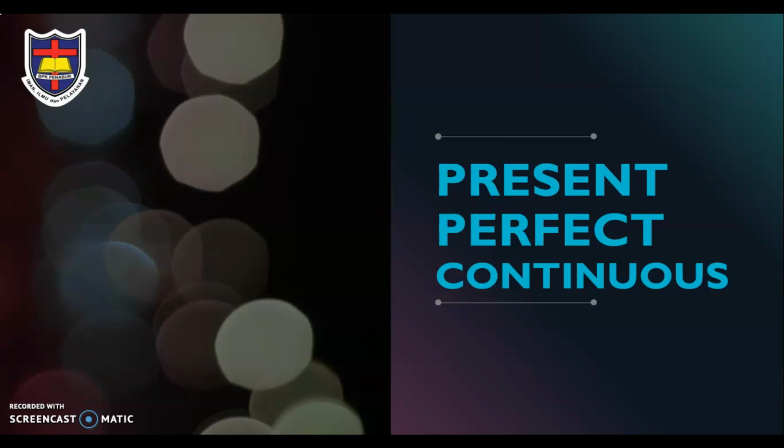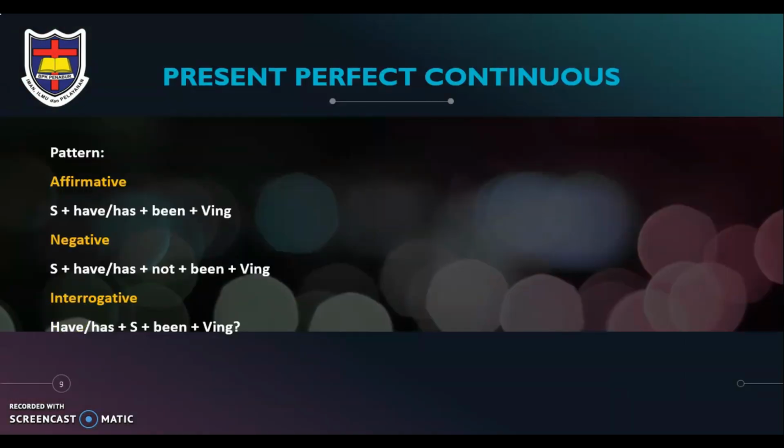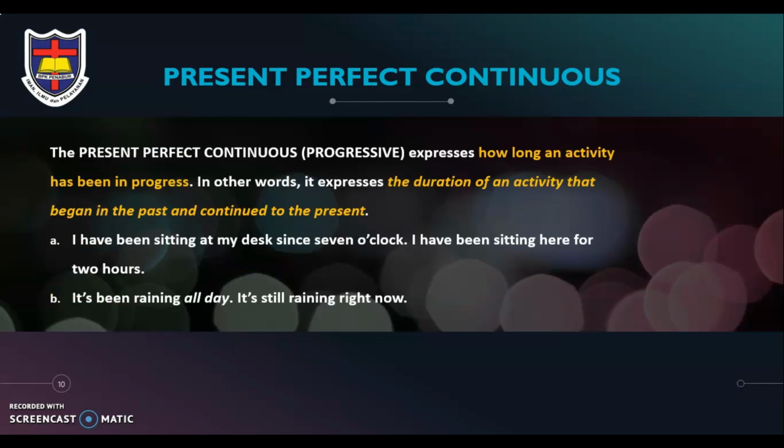Okay, when we talk about continuous, of course, it will have to be and verb in. Here are some patterns that you can have. Subject, have or has, been, verb in, object. Subject, have or has, not, been, verb in, object. Then the question: have or has, subject, been, verb in, and object. Okay, that is the pattern of present perfect continuous.